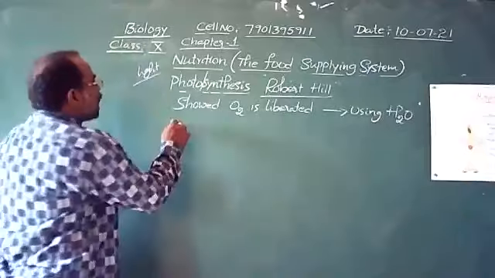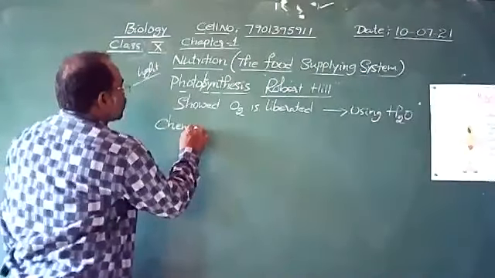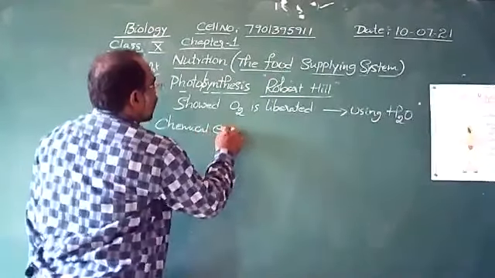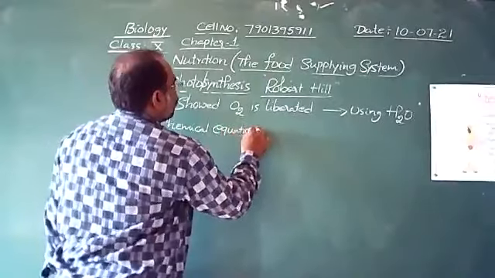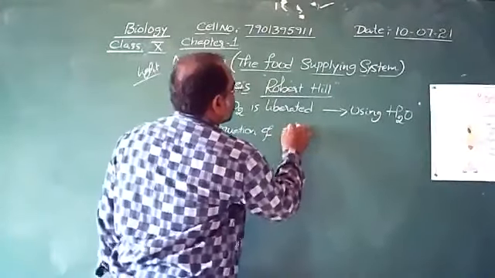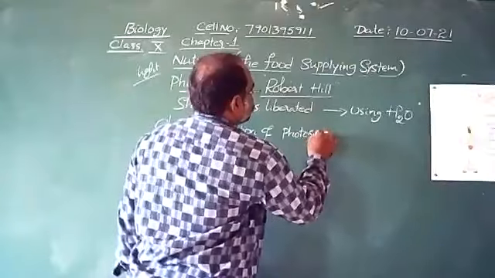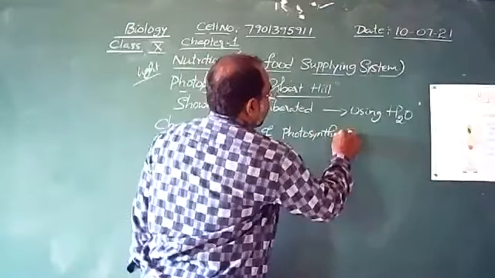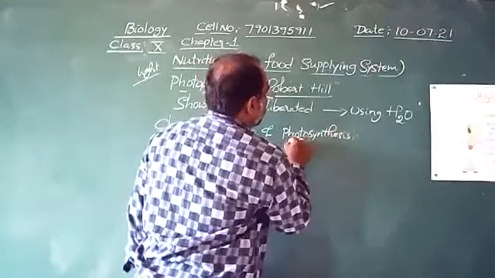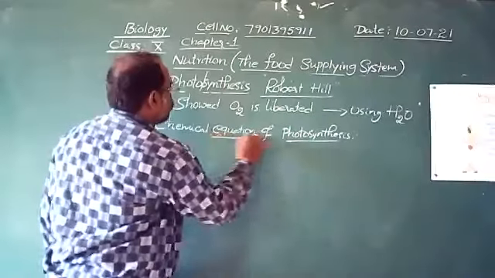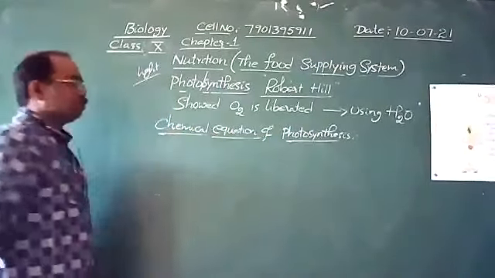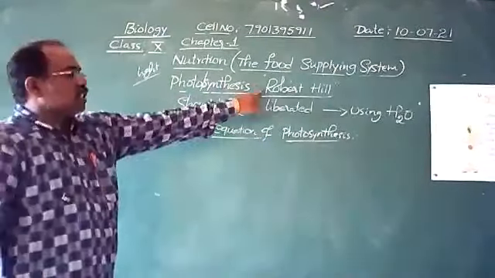The chemical equation of the photosynthesis process. Very, very important, my dear students, from the examination point of view. Robert Hill showed oxygen is liberated by using water. The chemical equation of the photosynthesis process.